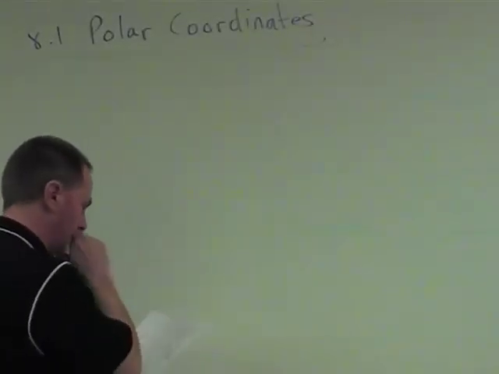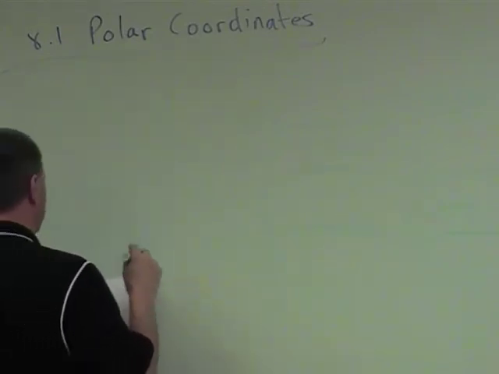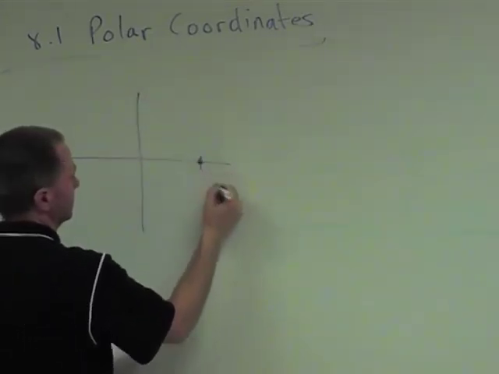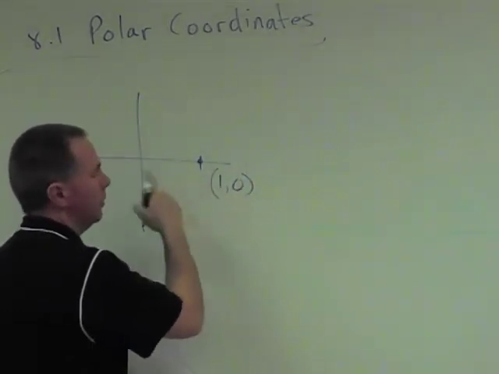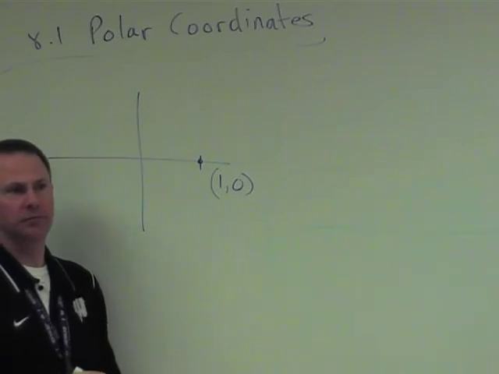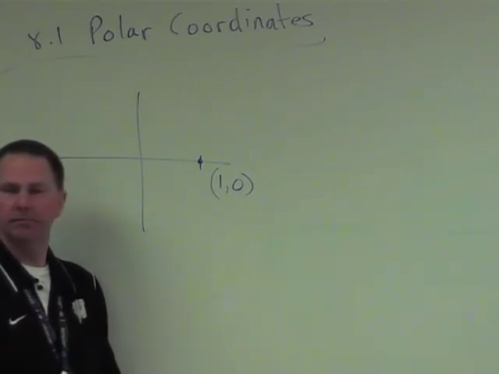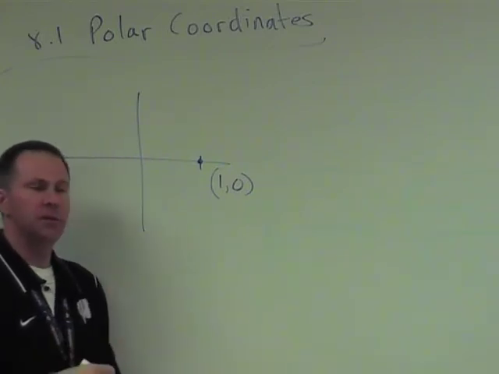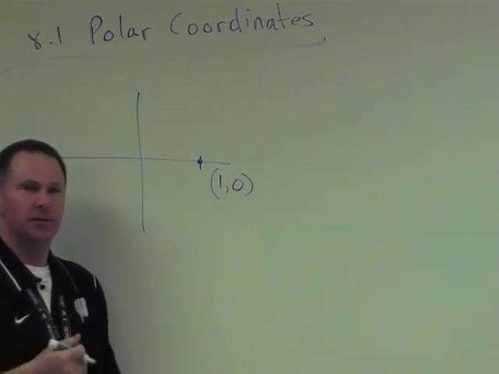So if I were to give you a point, something that you're used to here, tell me everything you know about that point that you've learned this year. As much as you can. The X value is 1. Y is 0.